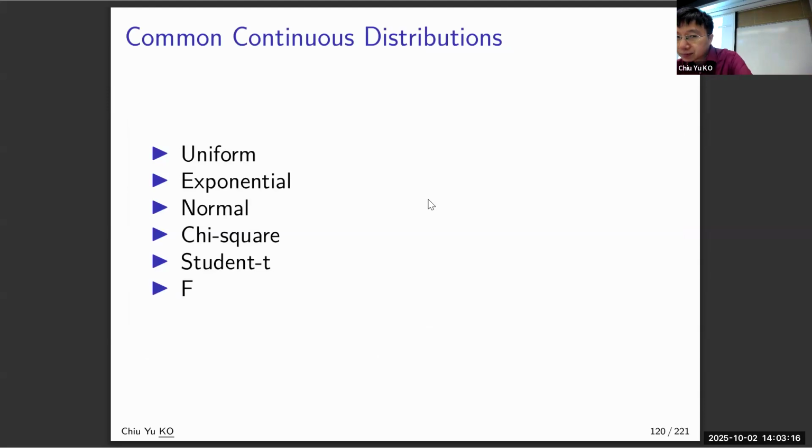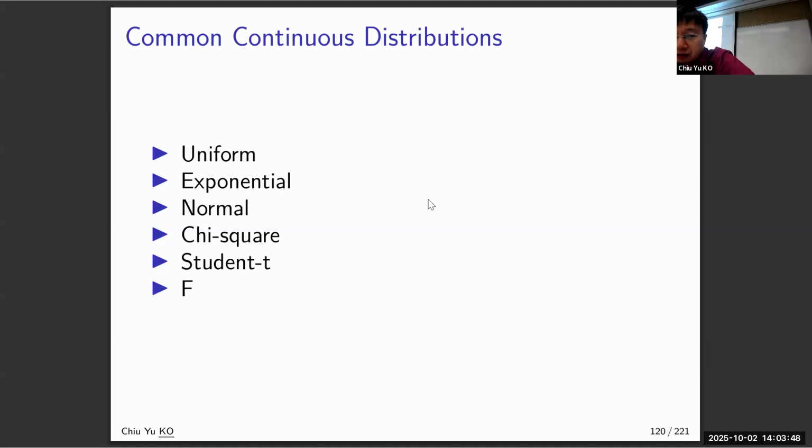But the first 3 is something we need, the first 3 we often use. And the last 3 we will use throughout the class. Basically, we will be using the last 2 a lot. And also the normal we use a lot. And uniform and exponential by themselves already have a lot of application. So we tell you how to model things using uniform, exponential, and normal.